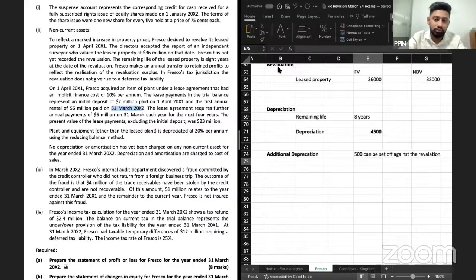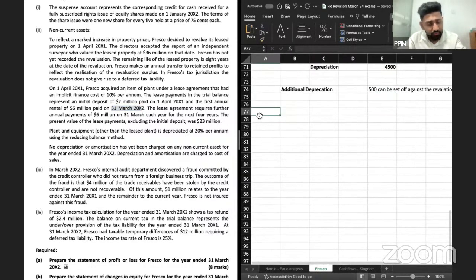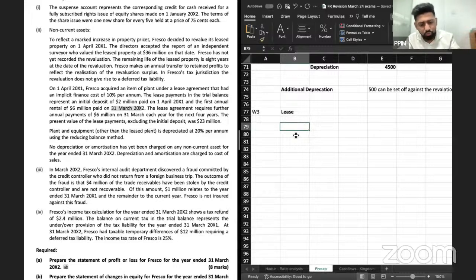Super. So the moment you see a lease adjustment, working number 3, lease. Very simply, I want you to put up a few easy steps, not difficult steps. Now, what is the first step? You are going to put up the fair value of the asset. What is the fair value of the asset?